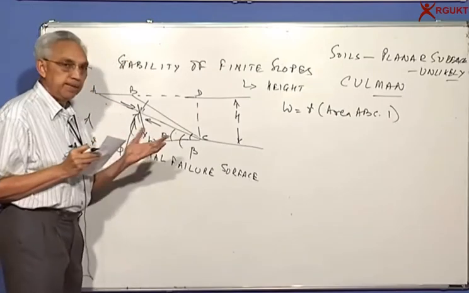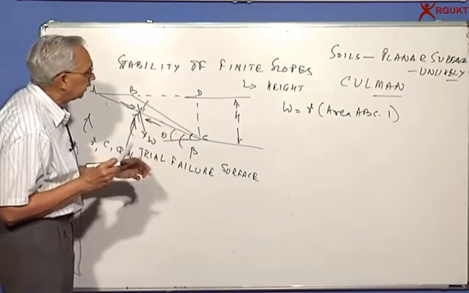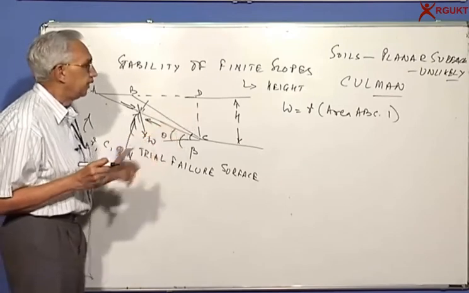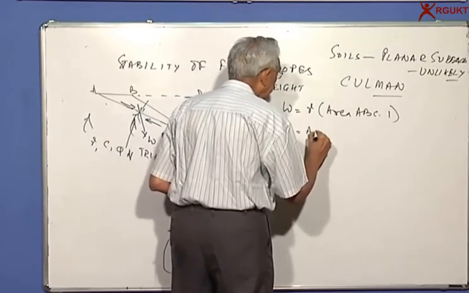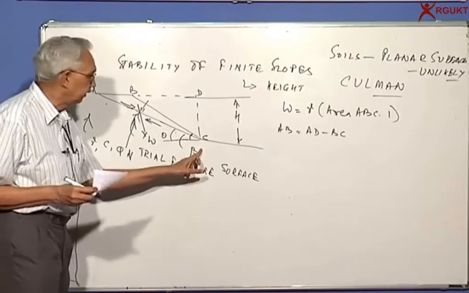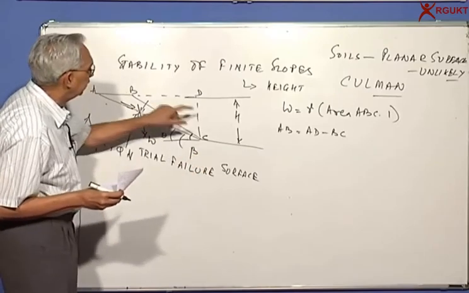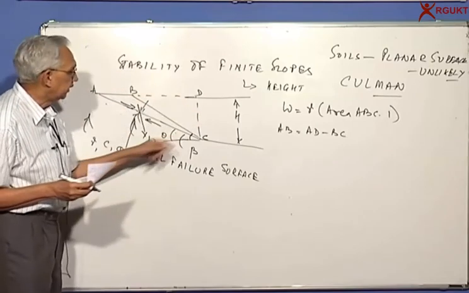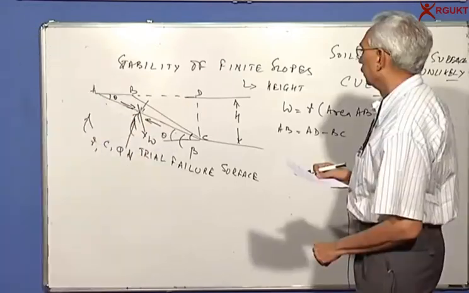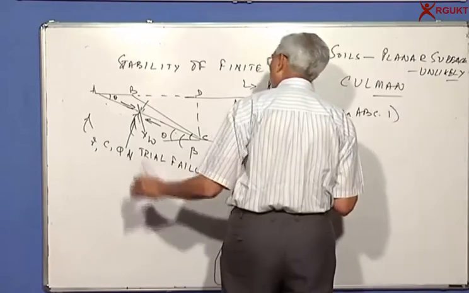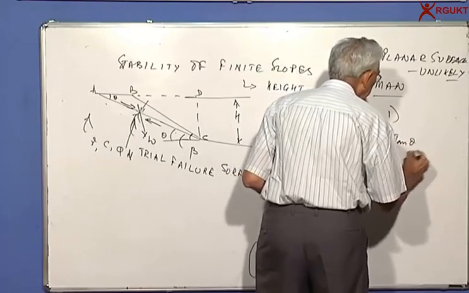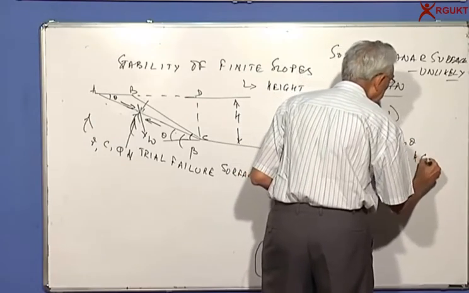For the triangle ABC, I need to get the area. The height I know is equal to h. I need to find out the length AB, which I can find as AD minus BD. AC is the diagonal and h is the height. If this angle is theta, then h by AD gives me tan theta, or AD is equal to h cot theta.